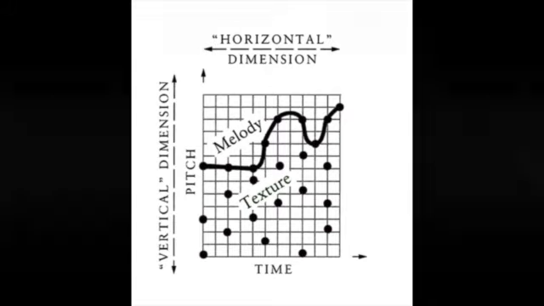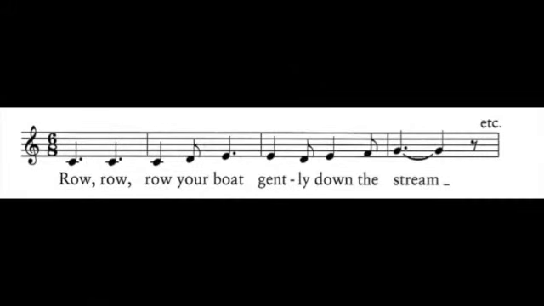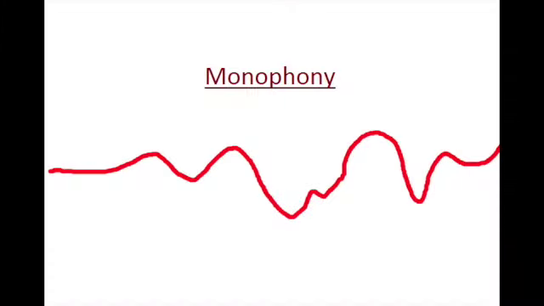This is the term for the simplest texture, a single unaccompanied melody. Gregorian chant, or singing in the shower, or Row, Row, Row Your Boat before the second person comes in, are all great examples of monophony. Mono, meaning one, phonic, meaning sound. Simple as this texture is, some very beautiful and sophisticated monophonic music has been composed, just as artists have done wonderful things with line drawings.